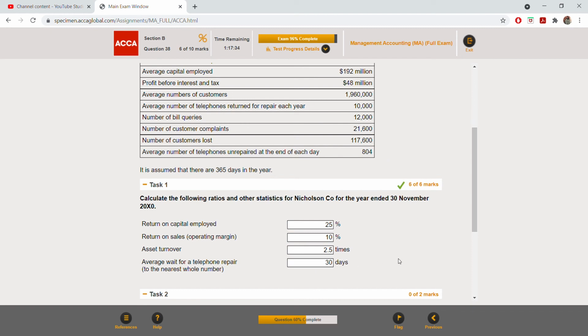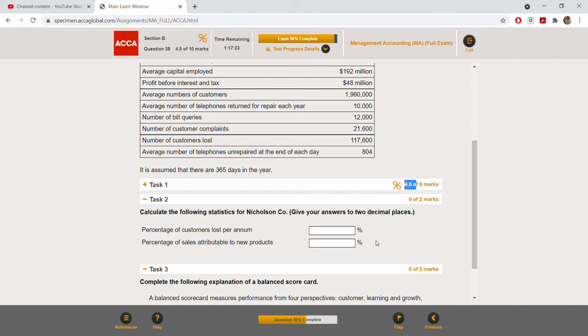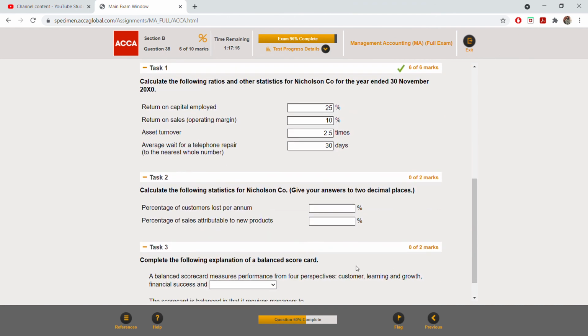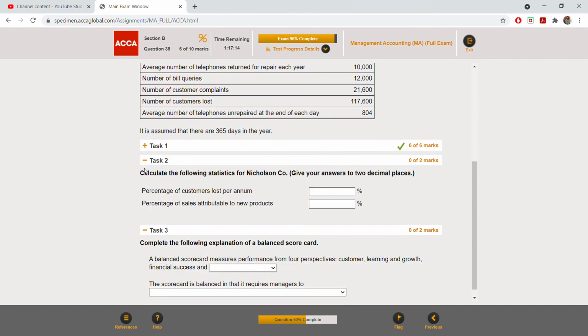Okay, because if you are getting it in terms of percentage, they told you to write to the nearest whole number. Now let's see what happens if you write this in decimal places. 30.6. See, you are not getting marks. You have to write it as a whole number. So 29 or 30. So you can close task 1 and you can open task 2 if you want.